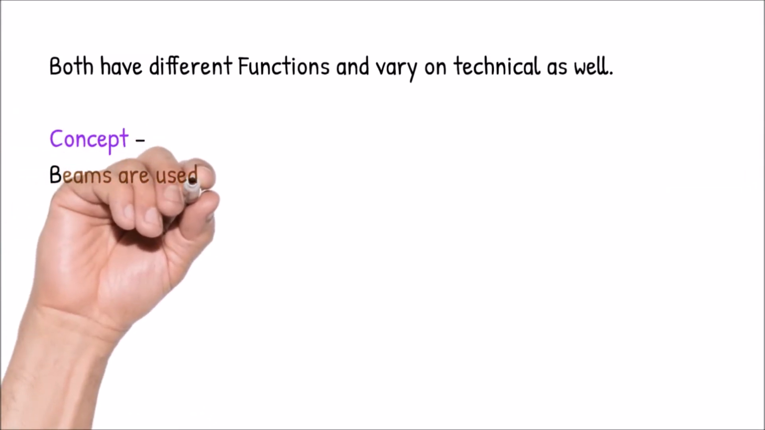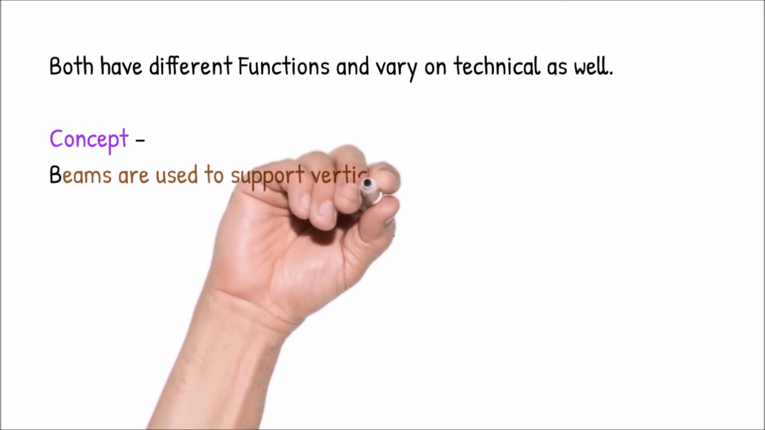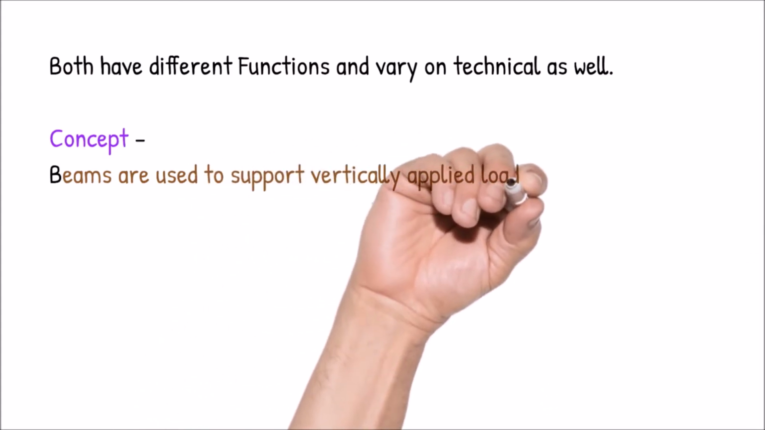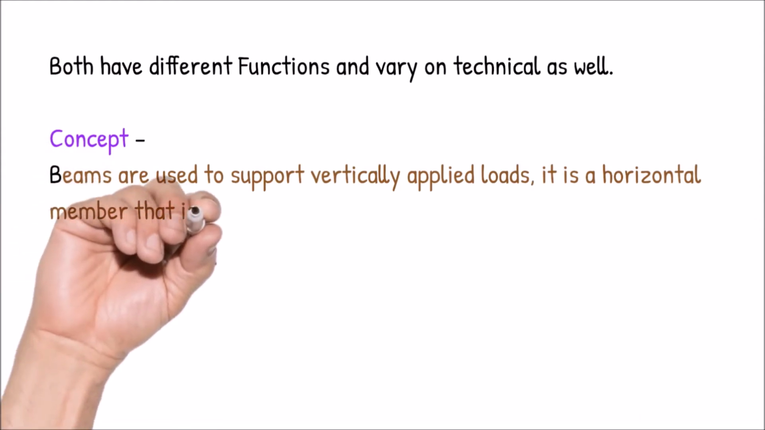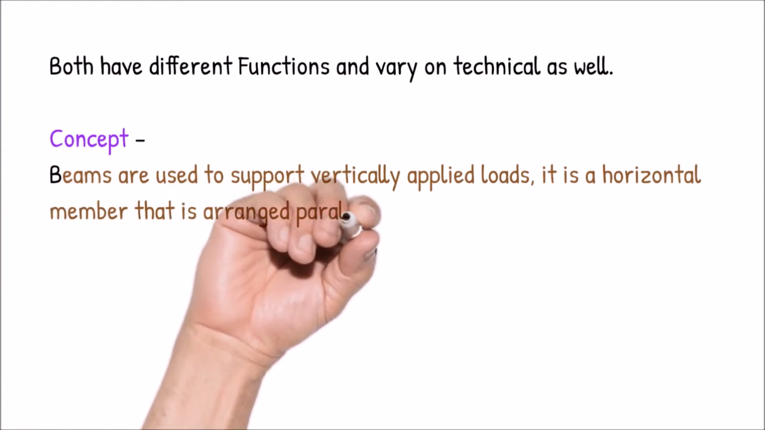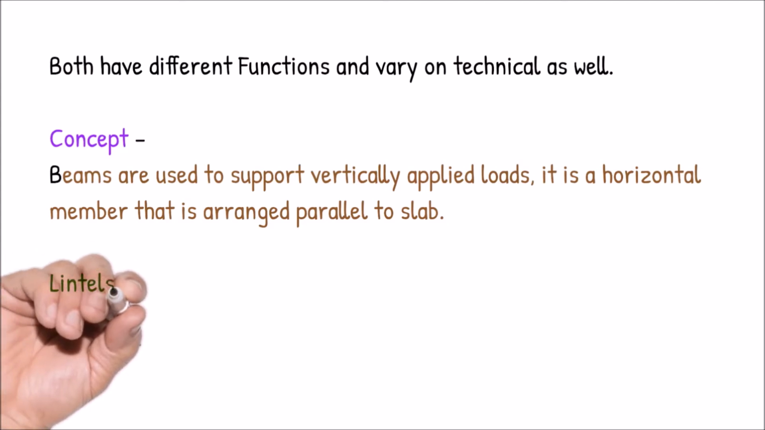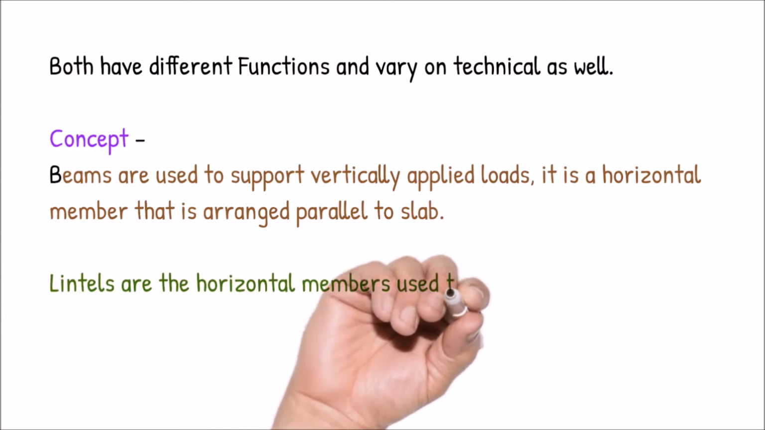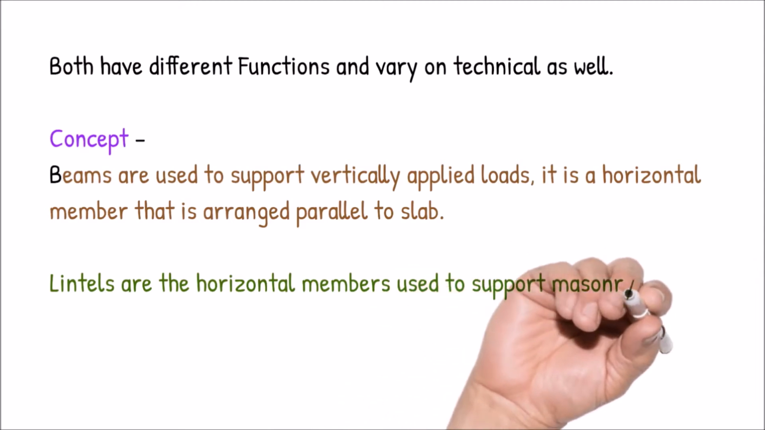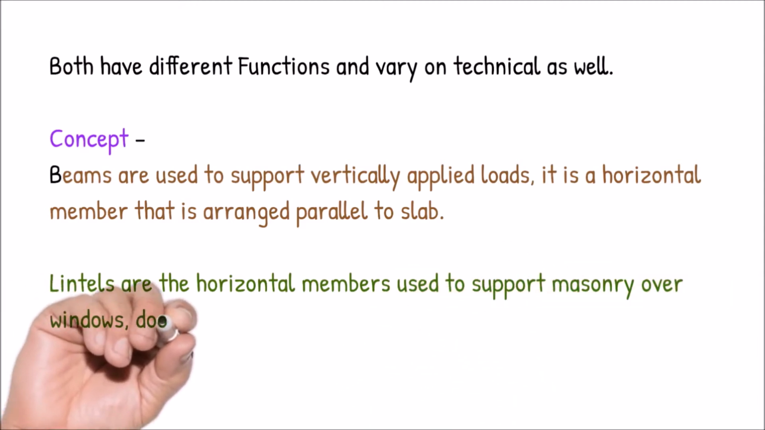Concept: beams are used to support vertically applied loads. It is a horizontal member that is arranged parallel to the slab. Lintels are the horizontal members used to support masonry over windows, doors, and other openings in a wall.